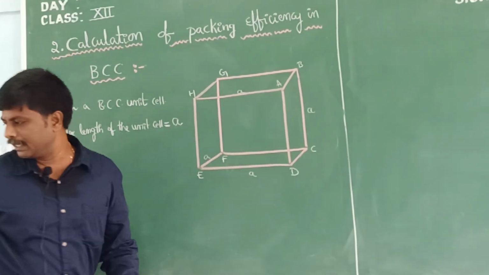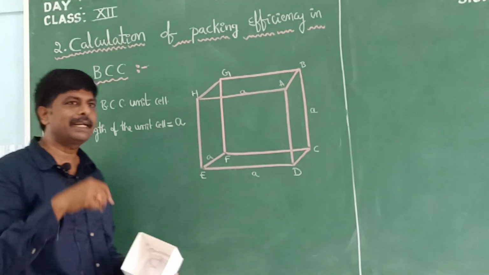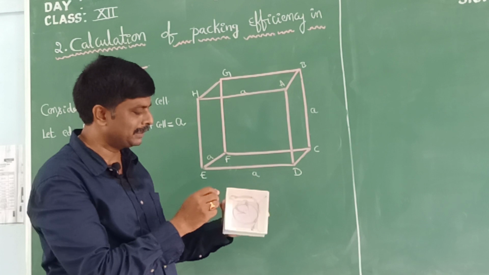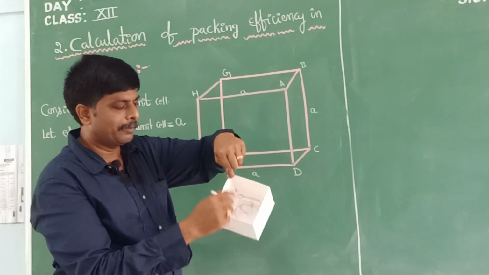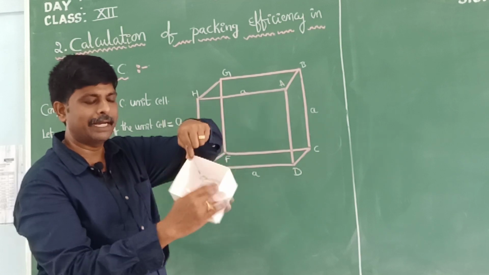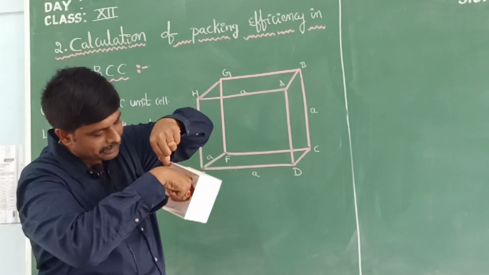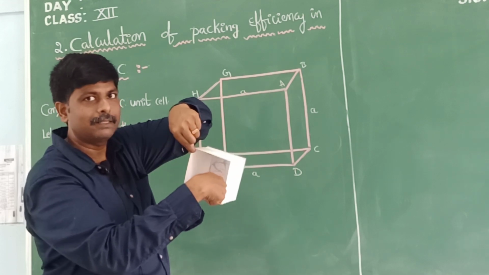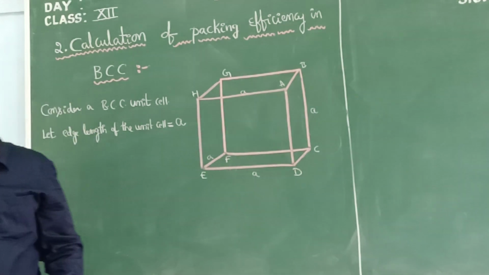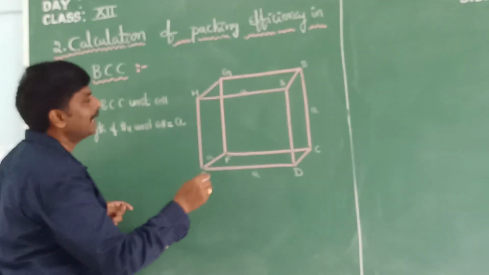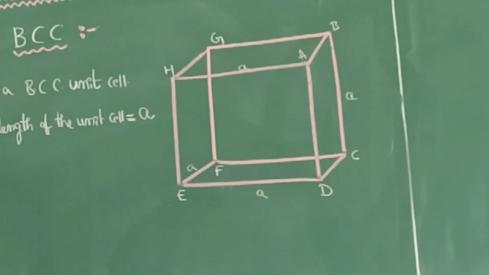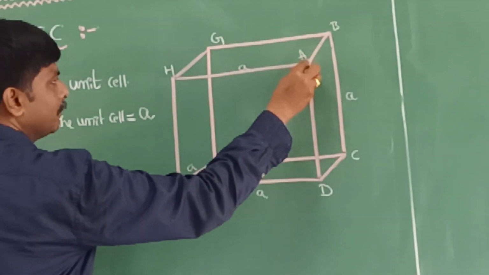Now, I will take the body diagonal. In the earlier case, the face diagonal was taken. Now, I will take the body diagonal. Body diagonal means from this corner to the opposite corner, passing through the inside, top to bottom. This one is called the body diagonal. So now I will take this A and F. Highlight this A and F. This is the body diagonal.